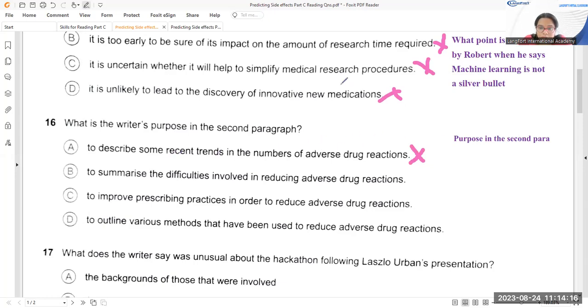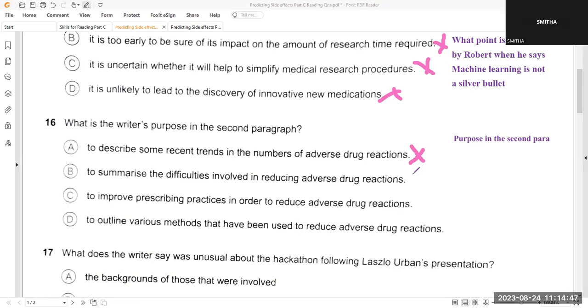Next option. Option B, to summarize the difficulties involved in reducing adverse drug reactions. Have they, in a very concise way, explained to us the problems involved in reducing adverse drug reactions? How difficult it is to reduce side effects? Have they mentioned that? No, ma'am. Okay, next one, Smita.